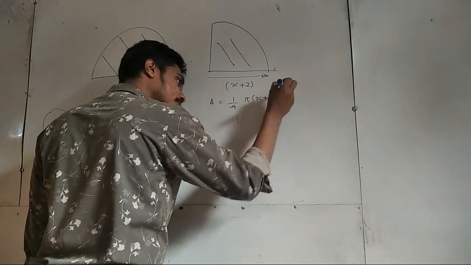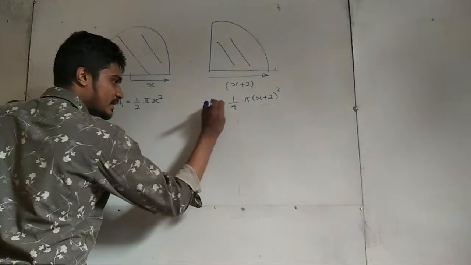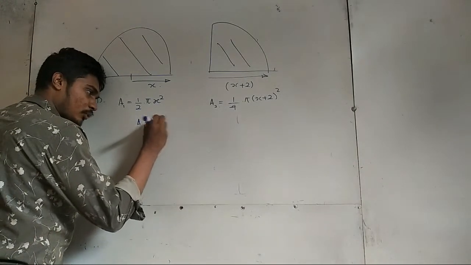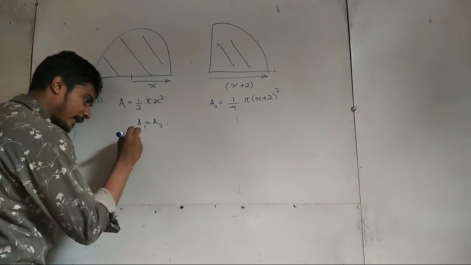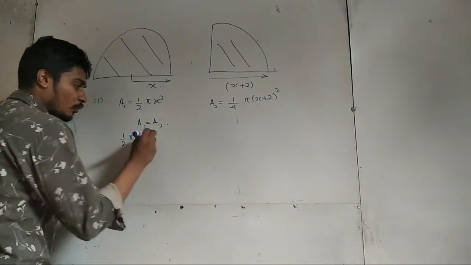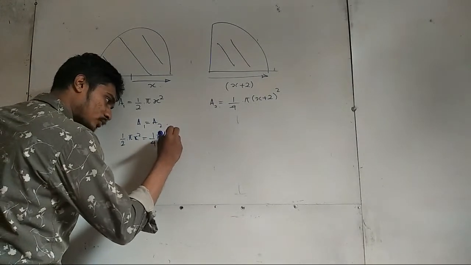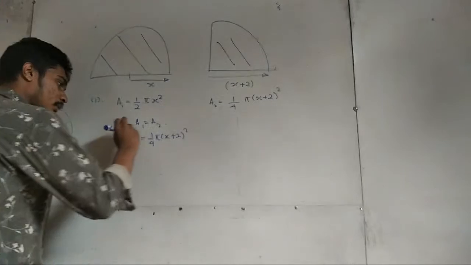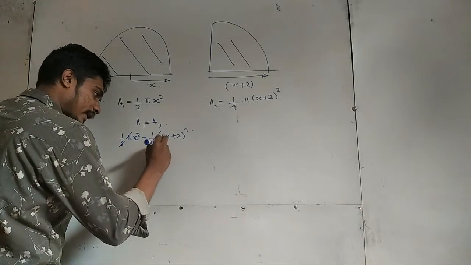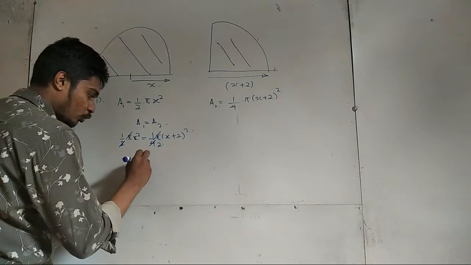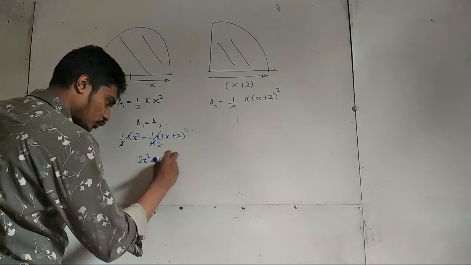So now, let's say this is A1 and this is A2. They have given that A1 is equal to A2, no? The areas are equal. Therefore A1 should be equal to A2. If A1 is equal to A2, then half times pi x squared equals 1/4 times pi (x plus 2) square. You can cancel pi and pi. 2 and 4 also you can cancel. So you get 2 here. Take this 2 up. Therefore 2x squared will be equal to (x plus 2) whole thing square.